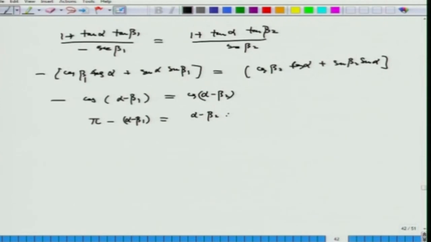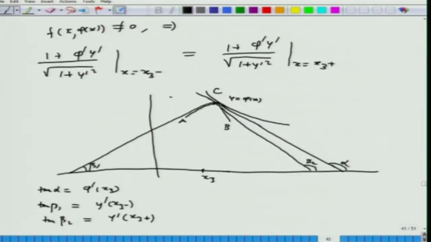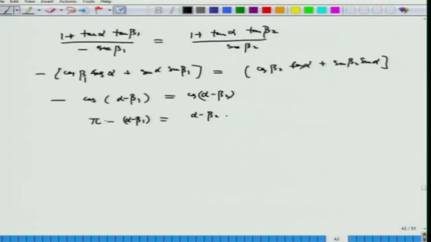So, here alpha minus beta 2, if you look at the figure which we had drawn, gives us this angle here, and similarly alpha minus beta 1 gives us this one, and alpha minus beta 2 will give us this angle, which will then be taken, one of them, as pi minus that. So, we get pi minus alpha minus beta 1 equal to pi minus alpha minus beta 2.